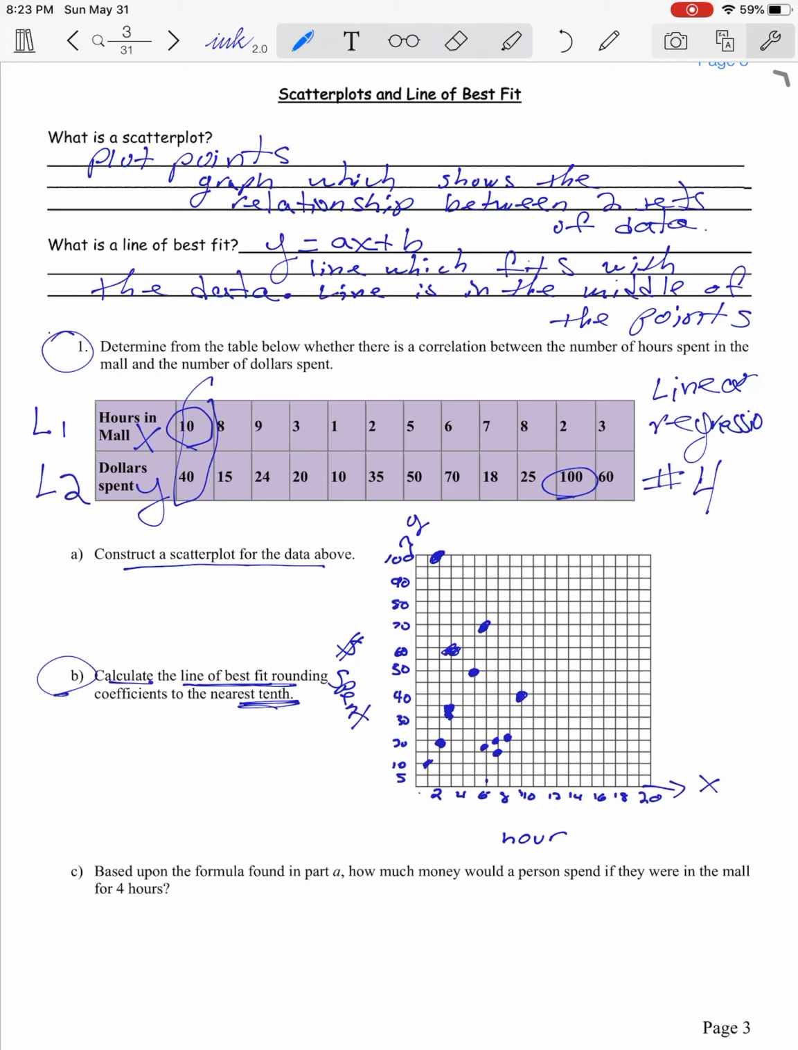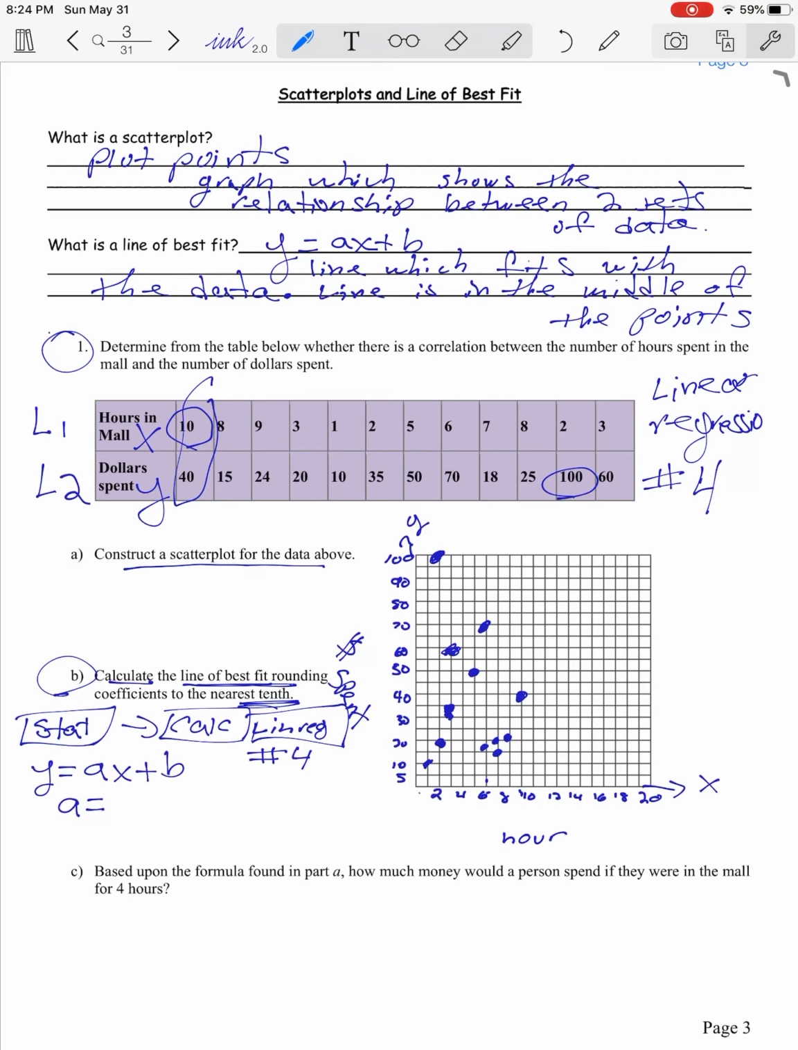Okay, then we're gonna go B. We're gonna go to stat. You're gonna arrow over to calculate. This time, we're going to pick a linear regression, which is number 4. And then you're going to write it out. I know it's gonna say y equals ax plus b. Do you see that on the calculator? When you hit enter, enter, enter, enter. Y equals ax plus b. And then you copy it down.